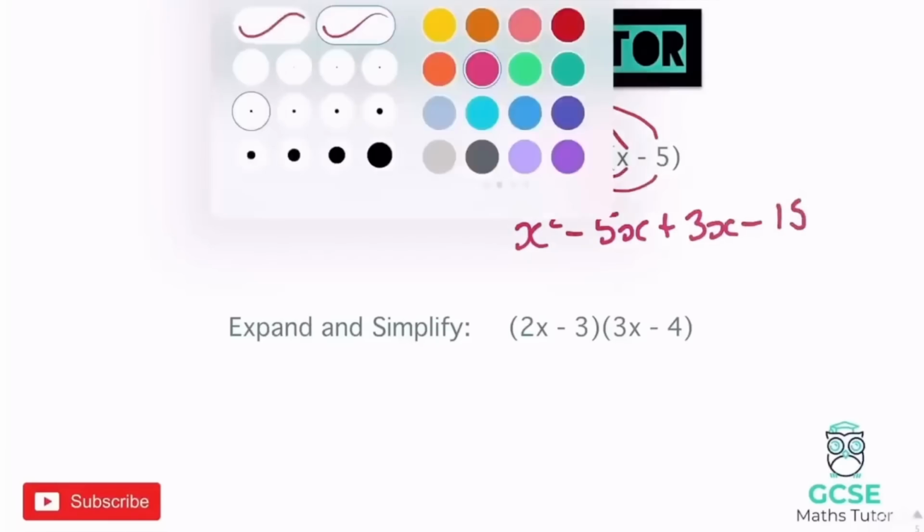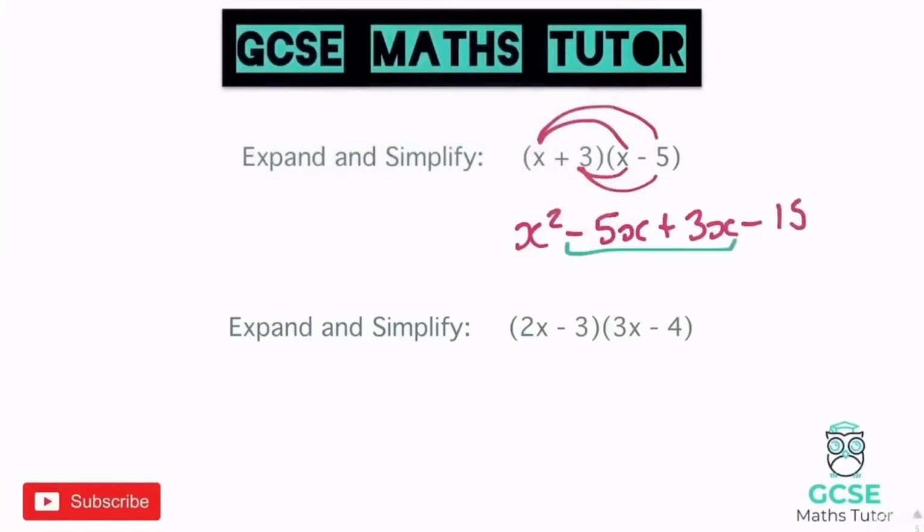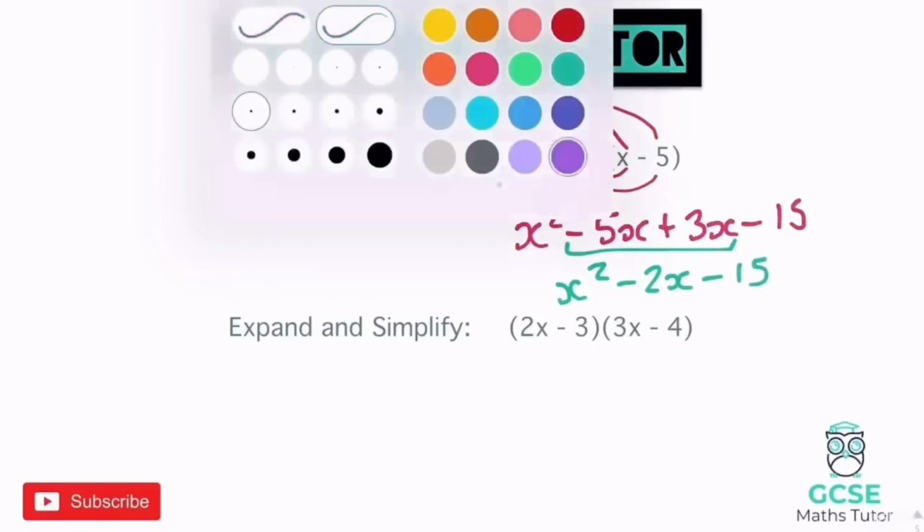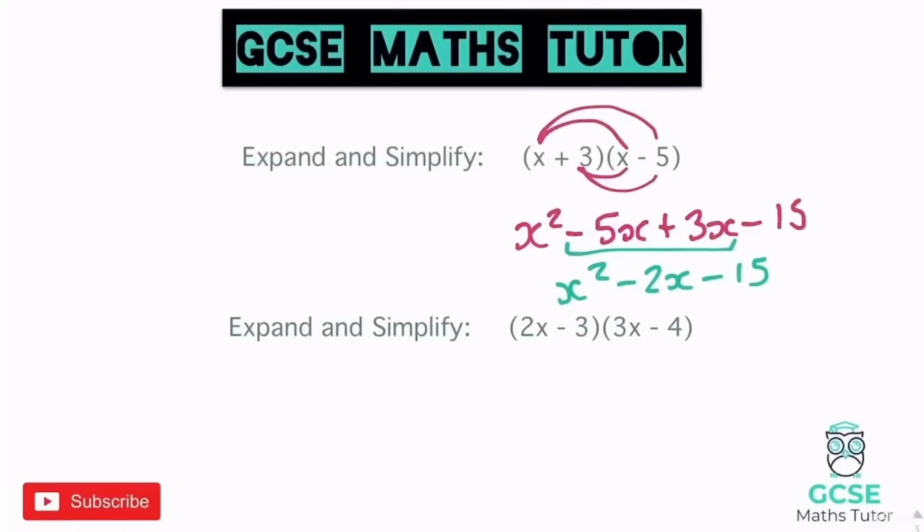And then again, we just need to tidy this up because we've got these two x pieces in the middle. So we've got x squared still at the start, but we've got negative 5x add 3x, which in total is negative 2x, negative 5 add 3. And then we've got the negative 15 at the end. Onto the one below. So we've got some numbers in front of the x's here, so I'm going to do the same process. Let's see if we can move some of this out of the way.